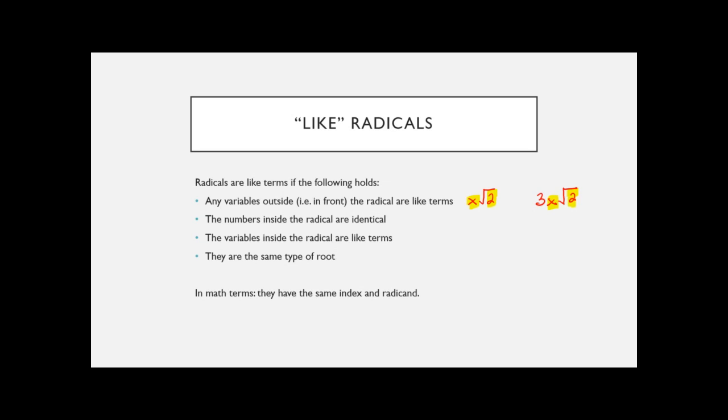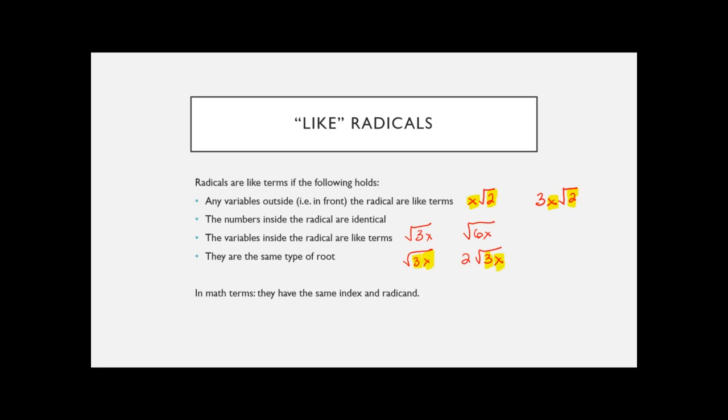If there's variables on the inside, those also have to match. So you could have something like the square root of 3x and the square root of 6x. Those are not like terms because the number is different, but the variable is the same. But if you had the square root of 3x and like 2 and then the square root of 3x, those are like terms because you've got the same number on the inside and the same variable on the inside.